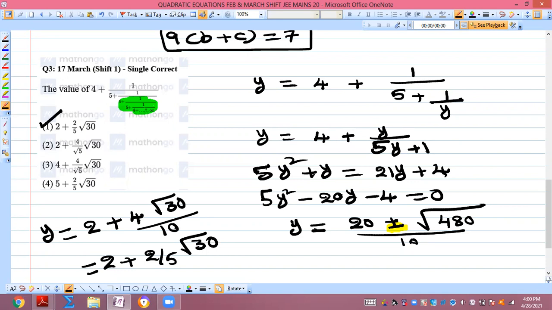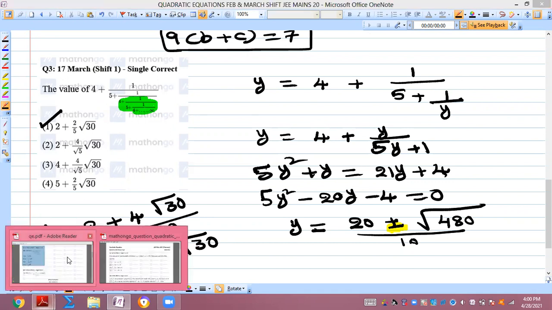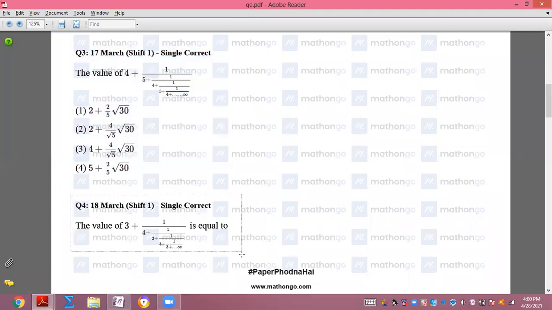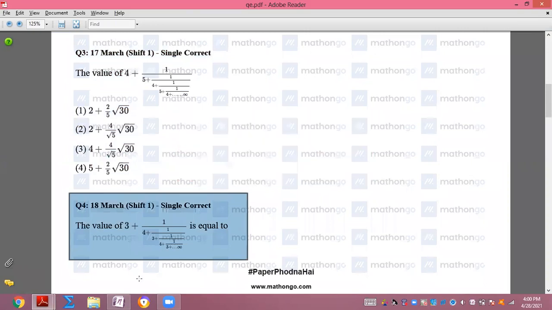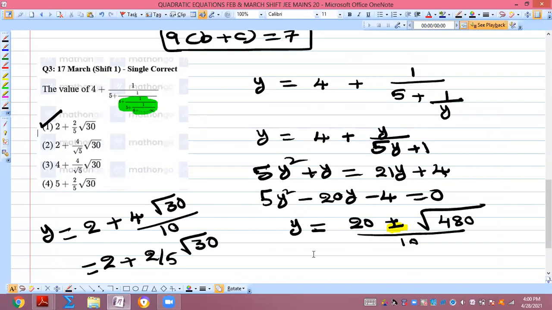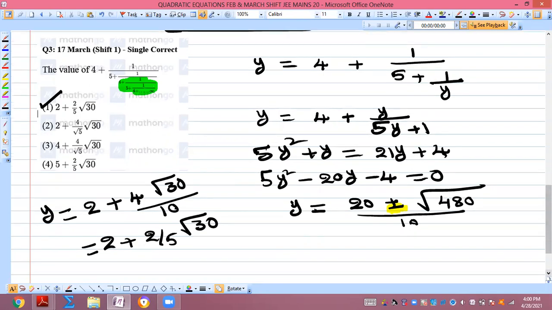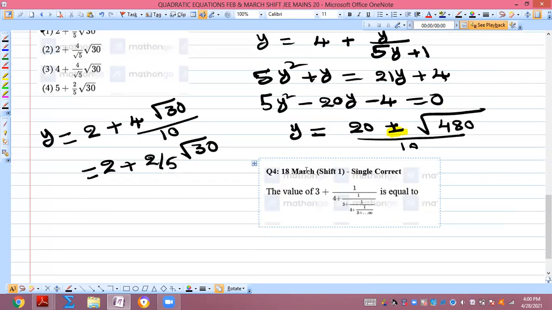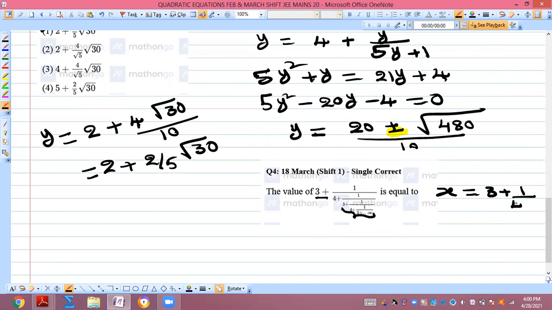So this way we need to solve, exactly this way. And actually in one of the next problems also, the 18th March shift 1 has the same problem. So we can solve in the same way. You can see that, exactly a similar question. Say 3 plus something, again 3 plus something. So here if I take x, that is 3 plus 1 by 4 plus 1 by x. So in the same way we can do it.